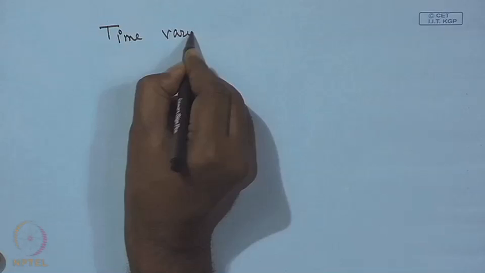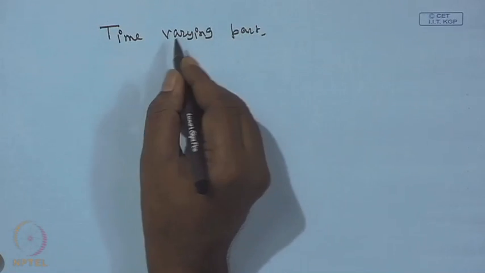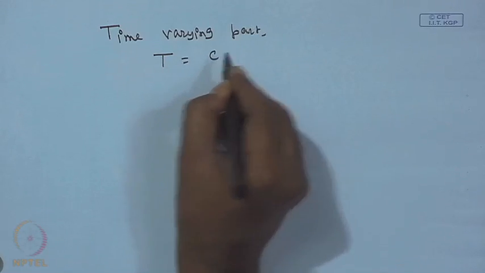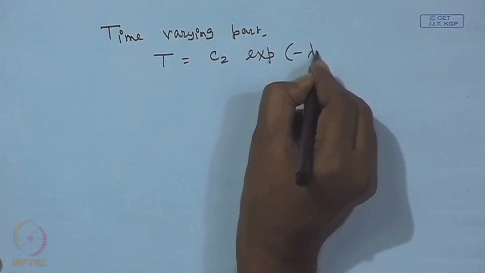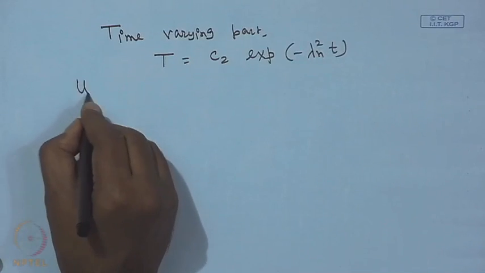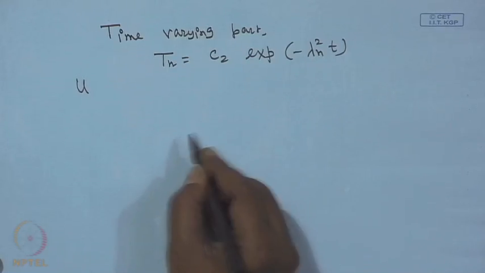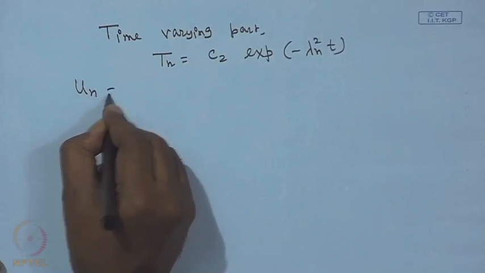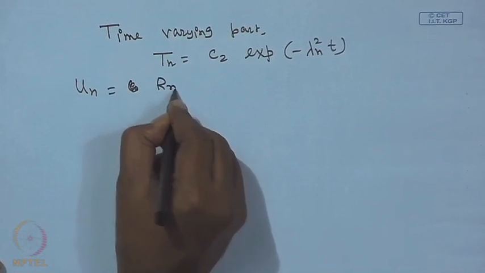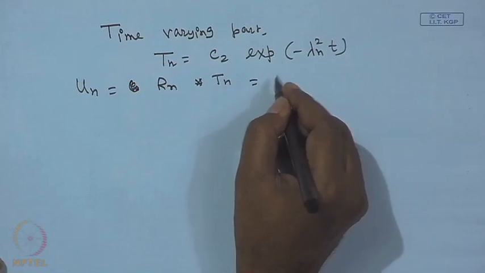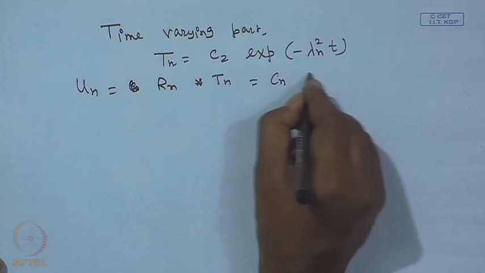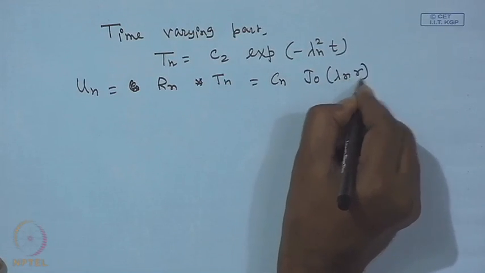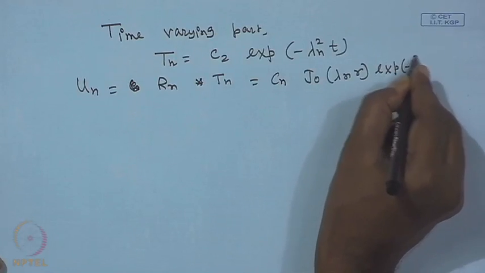Okay. Next, we look into the solution, the time varying part. If you look into the time varying part, T becomes some constant C2 exponential minus lambda n square t. So, we write T subscript n to denote the corresponding nth eigenvalue. So, u n will be nothing but R n multiplied by T n. So, this will be C 2 multiplied by C 1. So, it will be a new constant C n J 0 lambda n r exponential minus lambda n square t.